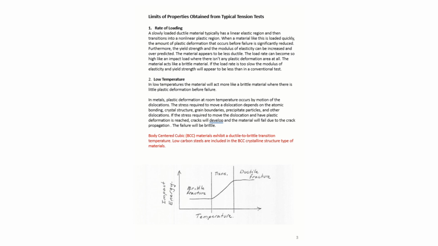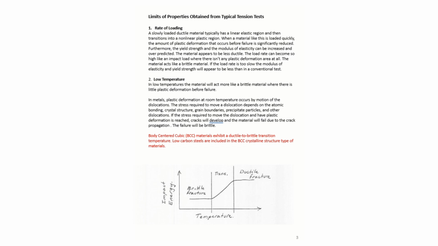But if the load rate becomes higher, then the material does not have as much plastic deformation, and the failure load is reduced. So the yield strength and the modulus of elasticity can be increased and really over-predicted if the load rate is fast. The material appears to be less ductile than it really is.